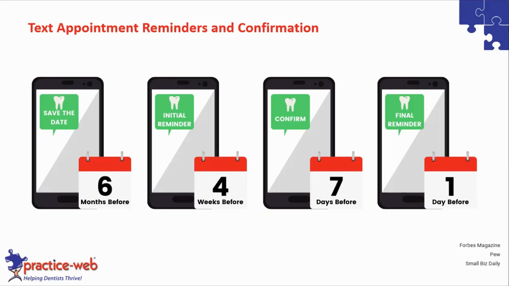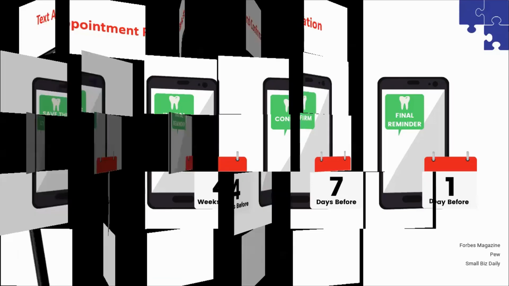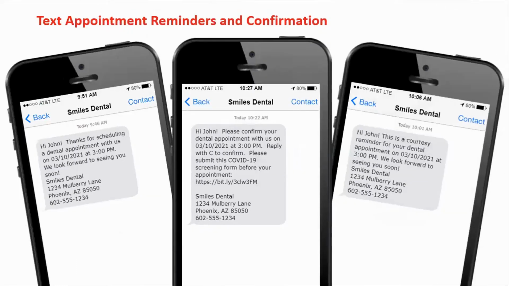Now, if you automate it, it's going to get done, right? And what does that look like? These are just some examples of the text messages that go out. Even with the confirmation text, you can in fact include any form, like a COVID-19 form right now, or any other form you'd like them to complete before the appointment.